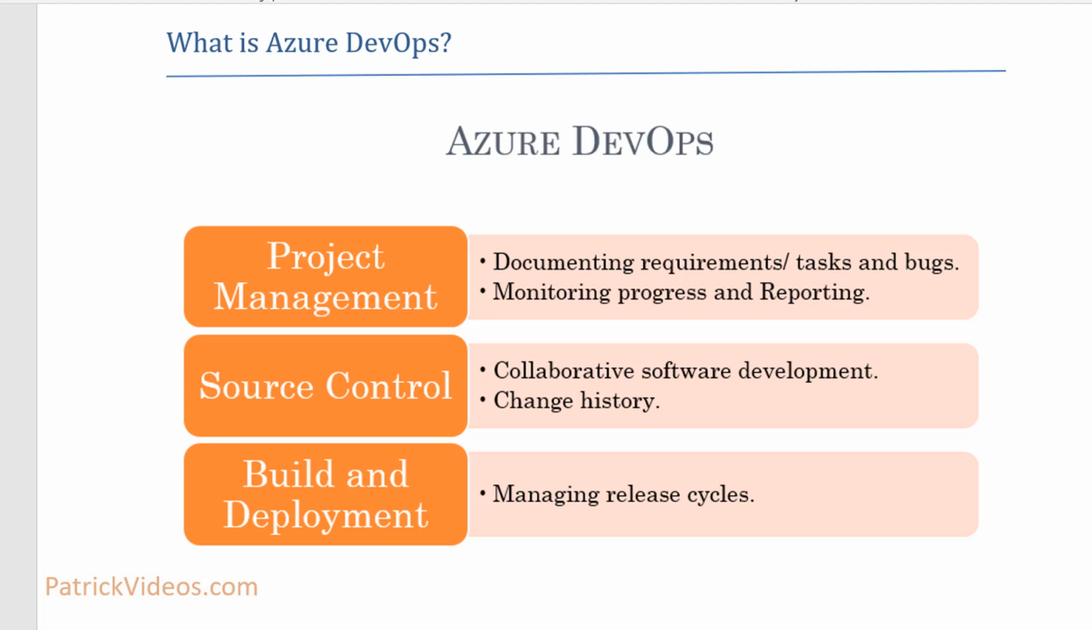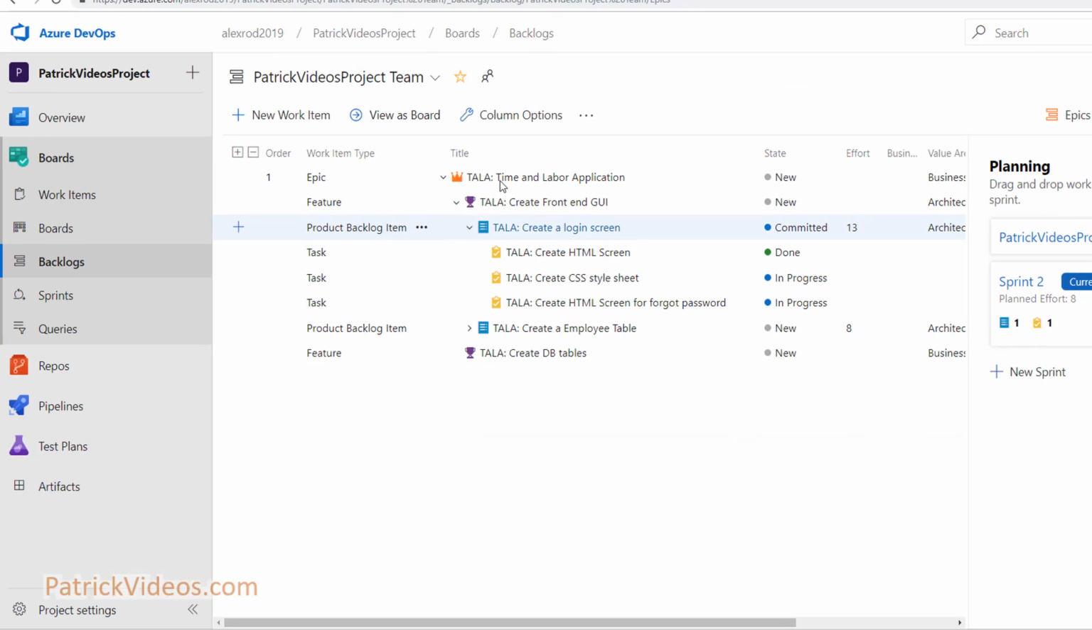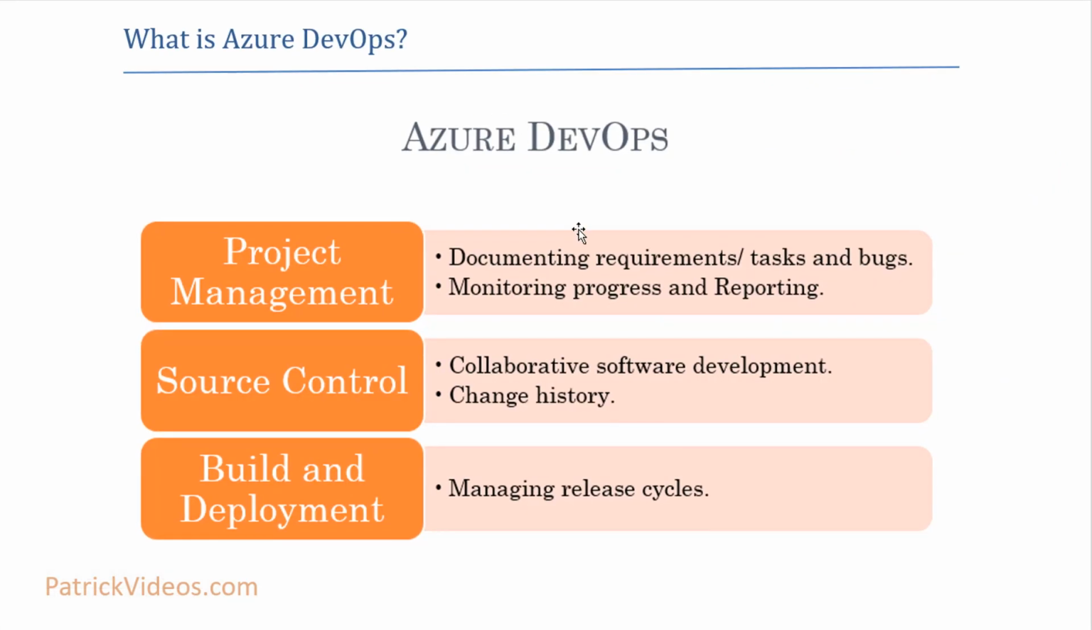For any software project, we need three things. Every software project needs a project management tool, a place where we can gather the requirements, break it up into various tasks, and assign people and monitor those tasks. So this is the focus of this particular video. But Azure DevOps can do other things too.